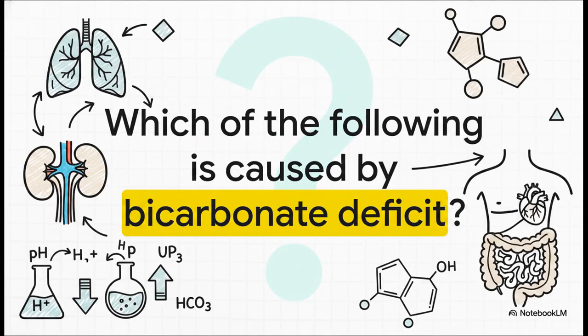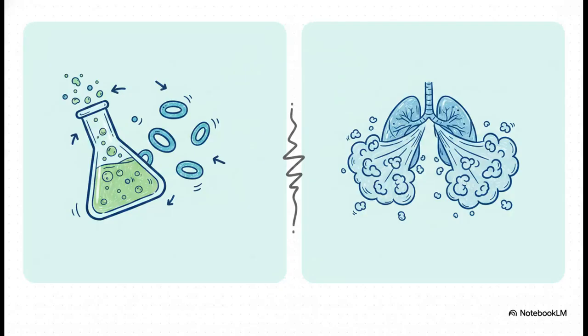Speaking of pH, let's test your knowledge on acid-base imbalances. Which of the following is caused by a bicarbonate deficit? Respiratory acidosis, respiratory alkalosis, metabolic acidosis, or metabolic alkalosis? The correct answer is metabolic acidosis.